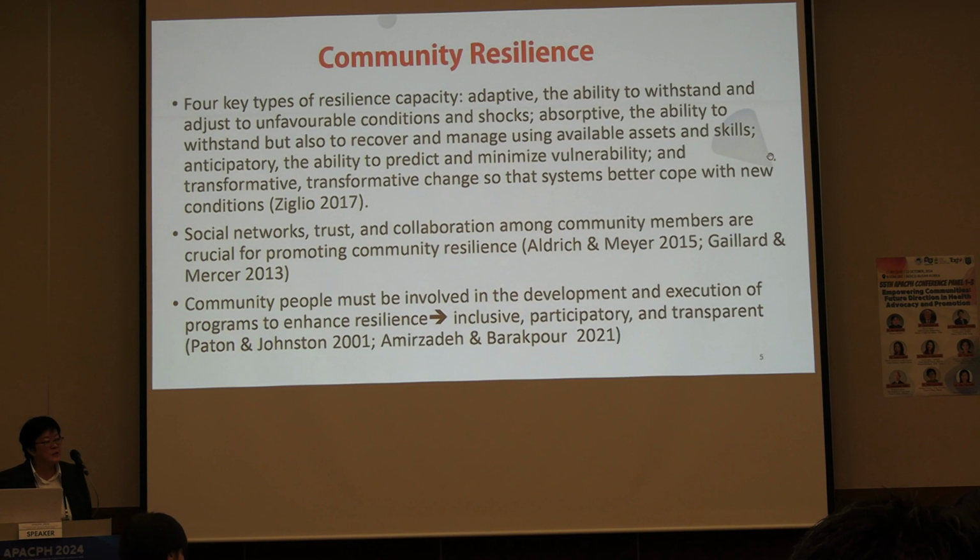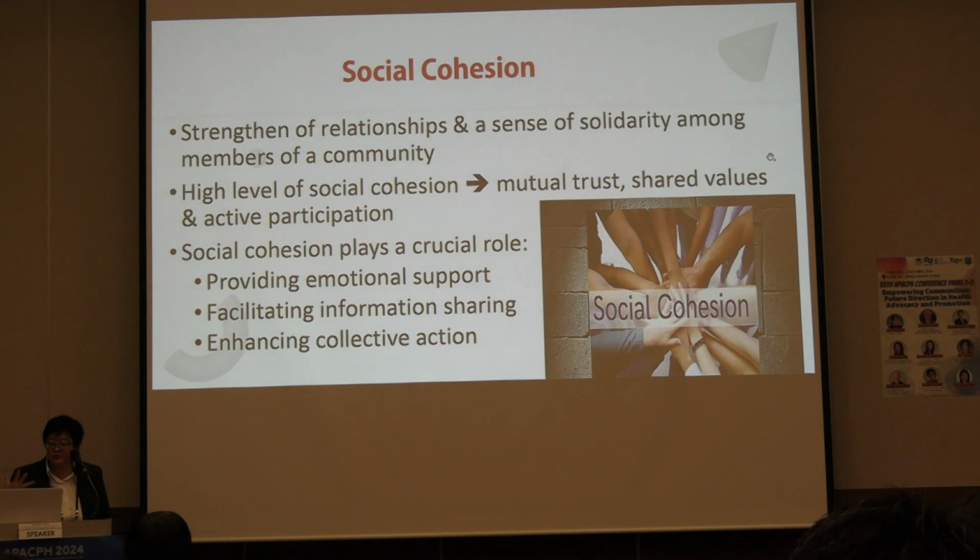Social cohesion, exactly what is this social cohesion? That is, strengthening the relationship and a sense of solidarity among members of the community. Now, a high level of social cohesion is characterized by mutual trust, shared values and active participation in the community. And all this plays a very crucial role in providing emotional support. Now, if you belong to a very close-knit community, they can offer you psychological help, emotional support, to deal with the stress and anxiety in the community, and facilitating information sharing as well.